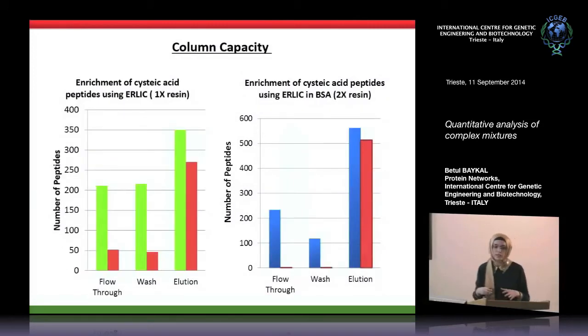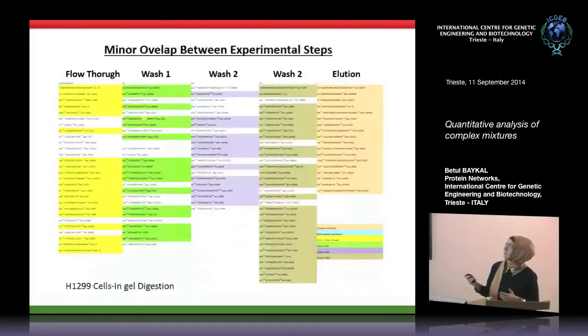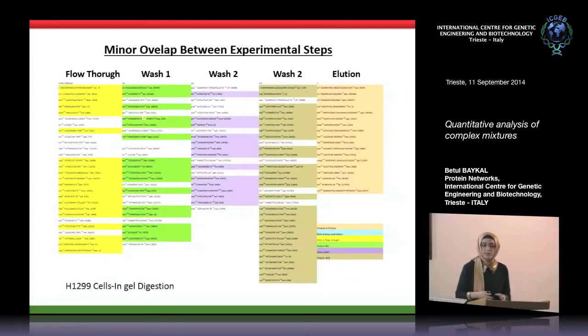In order to fix this, we decided to increase the volume of the resin. For example, here I used only 1x resin, and the conditions are same, the amount of starting material is same, but when you increase the volume of the column, it's affecting the enrichment, because once the column reaches its capacity to hold the peptides in, then whatever you do after, you will be losing the other peptides that should stick.